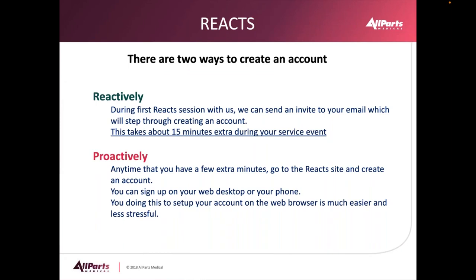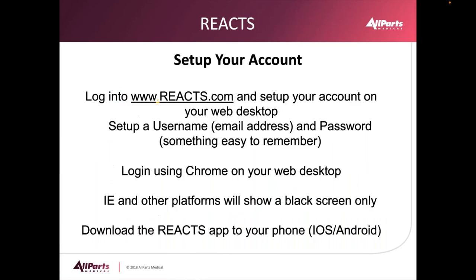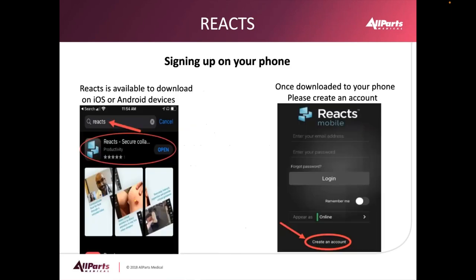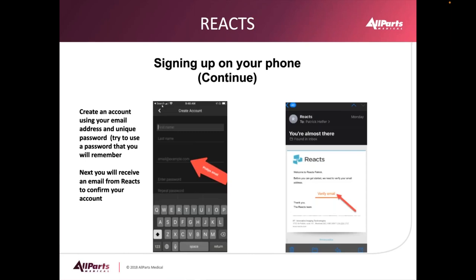There are two ways to create an account, reactively or proactively. It takes about 15 minutes to set up your account. To set up your account, log into the REACT website and set up your account on your web desktop. Set up a username, which will be your email address, and a password, something easy you can remember. You can also sign up on REACT using your phone. Once you sign up with your email address and password, you will receive an email to confirm your account.